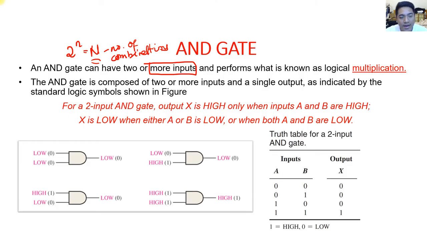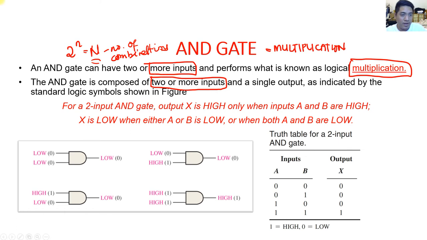So an AND gate can have 2 or more inputs and performs what is known as logical multiplication. Whenever we think of the AND gate, it's multiplication in terms of its operation. The AND gate is composed of 2 or more inputs. Just like what I've said, the number of possible combinations will be 2 raised to n. So basically, if you have one input, you only have 2 raised to 1.